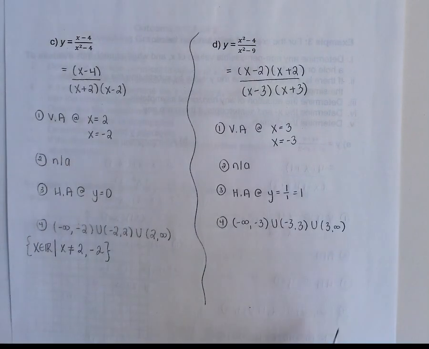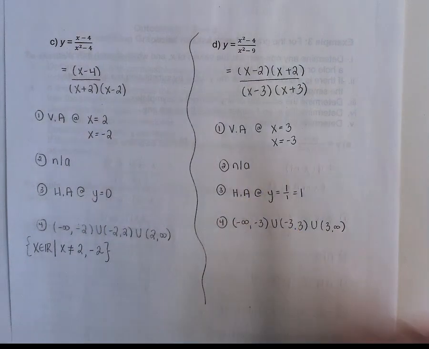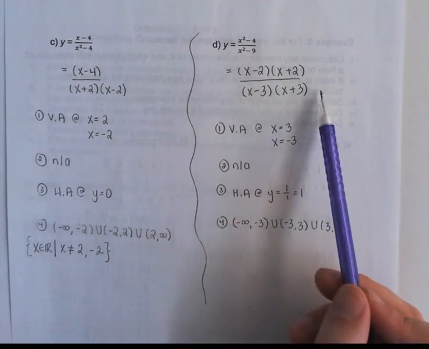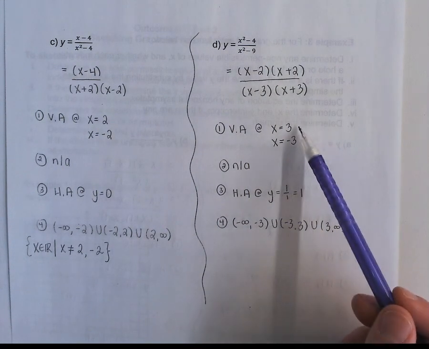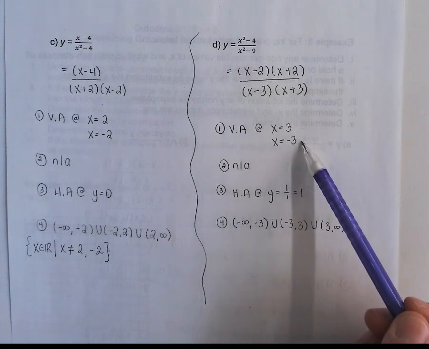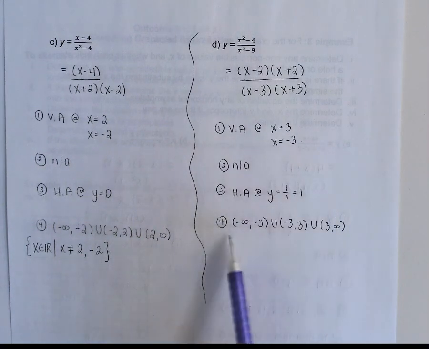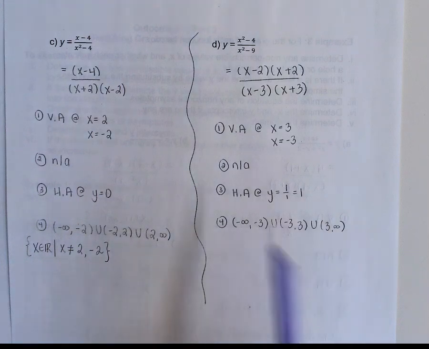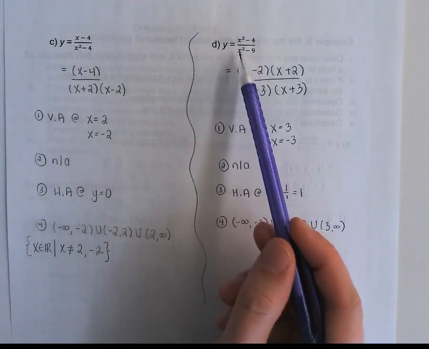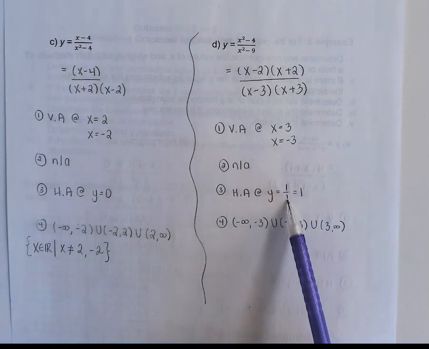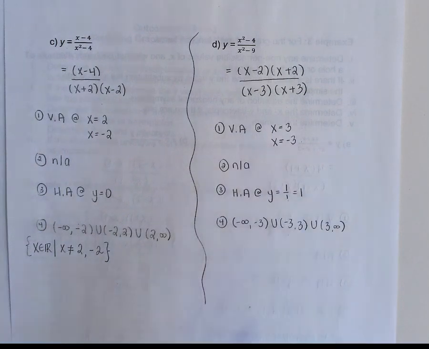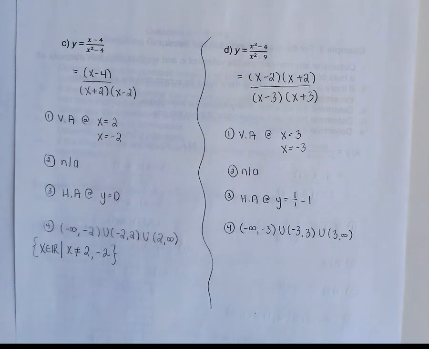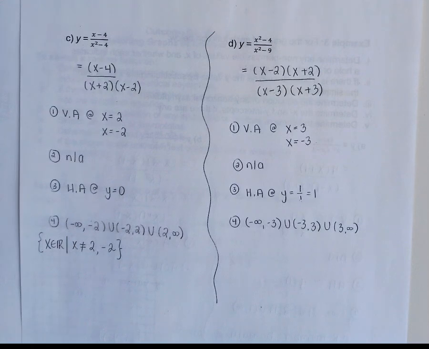And then again on the last one, we've got a difference of squares on the top and bottom. And again, no common factors. So we've got vertical asymptotes at 3 and negative 3, which again links directly to our domain. There's no hole. Our horizontal asymptote, these are equal degree, so a over b, 1 over 1 in this case, so y equals 1 is our horizontal asymptote. And again, you guys can plug in and solve for your x and y intercepts.